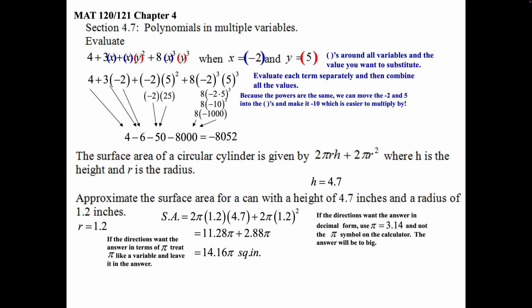Now, if the directions tell you to use 3.14 for pi and not the pi symbol on your calculator, make sure you use 3.14. So 14.16 times 3.14 now gives me this big decimal, 44.4624 square inches. Now, we all know that pi goes without end. It lasts forever. So if you did use the pi symbol in your calculator, this answer is going to be bigger, and it's going to be wrong because you didn't follow the directions of using 3.14. I know it's ticky-tacky, but you have to read the directions, okay?